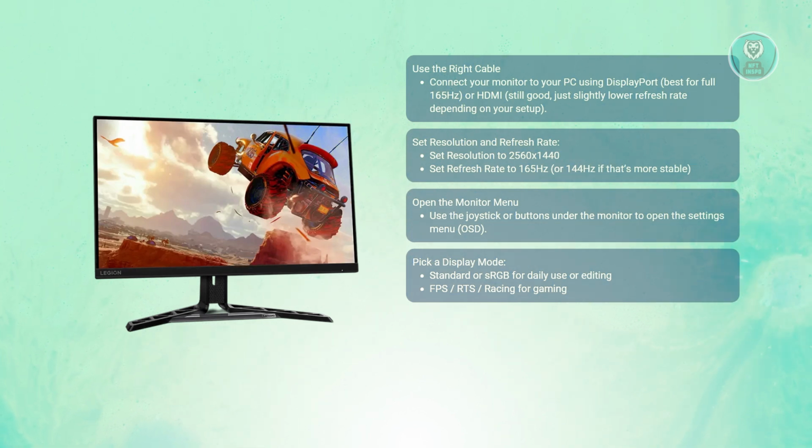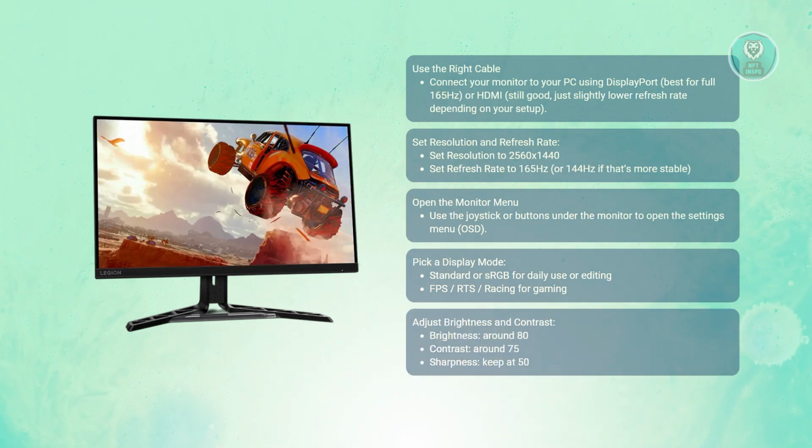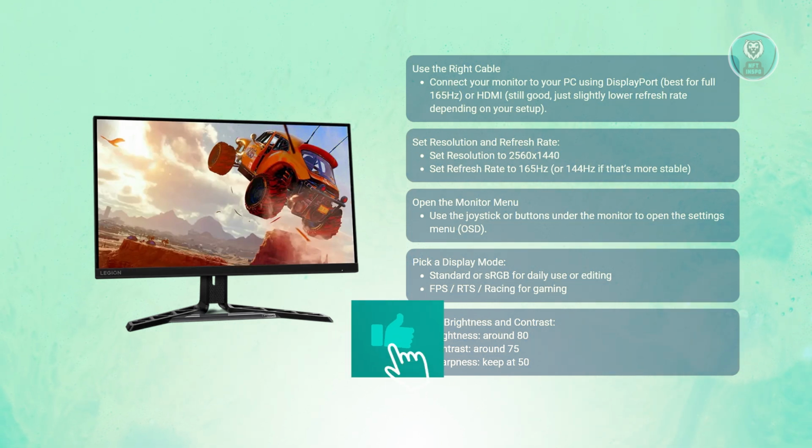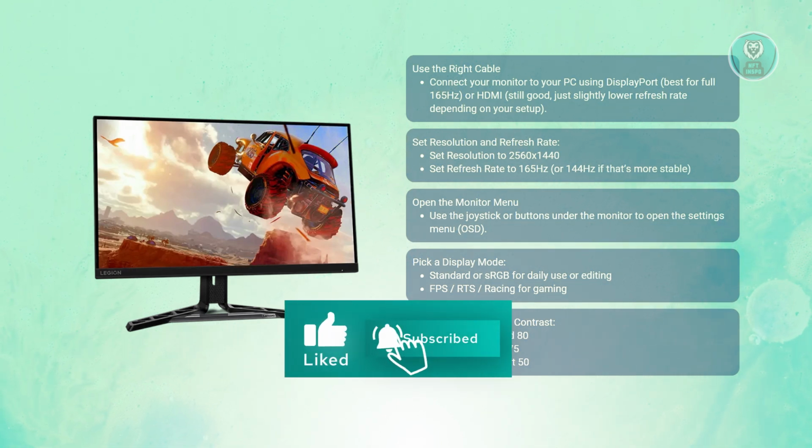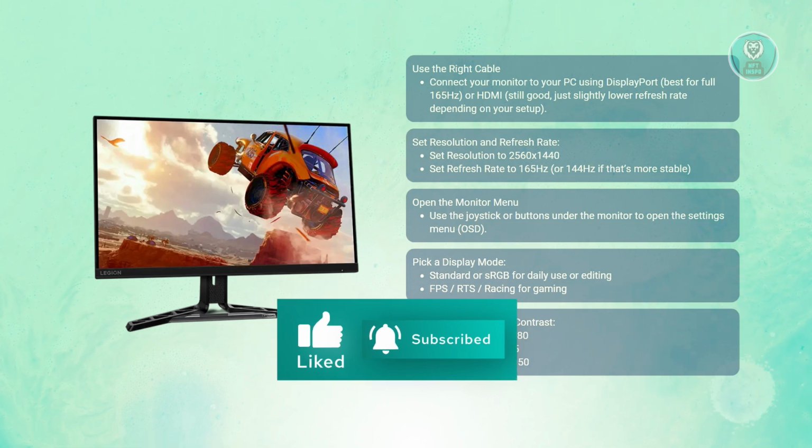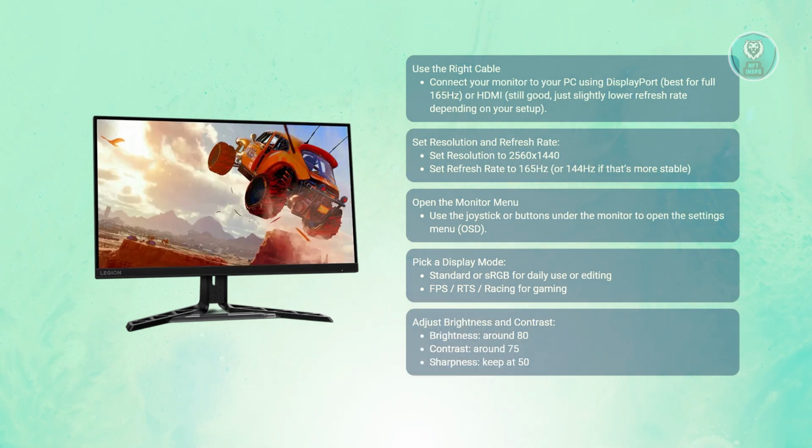Now, for the brightness, contrast, and sharpness, you want to set brightness around 75 to 85. You could set this a bit higher if you have a well-lit room. For contrast, set this around 70 to 80. Sharpness around 50, which is the default, but you can go higher or lower depending on your preference. You can adjust these settings depending on your environment, but this is a good general starting point.